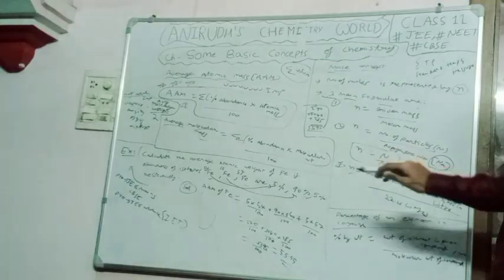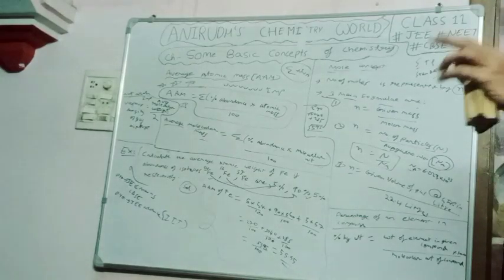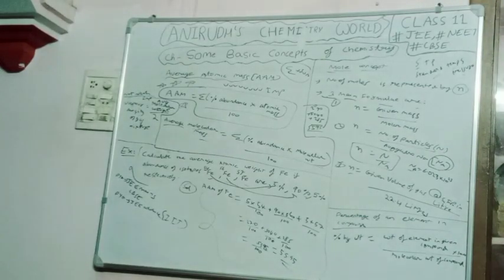Number of moles is equal to given number of particles by Avogadro number. Small n is equal to capital N by Na. The third formula is number of moles is equal to given volume at STP of the gas by 22.4 liters.